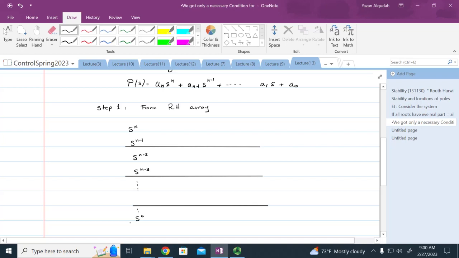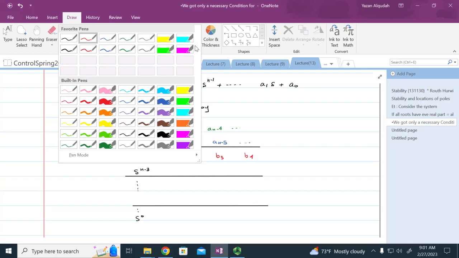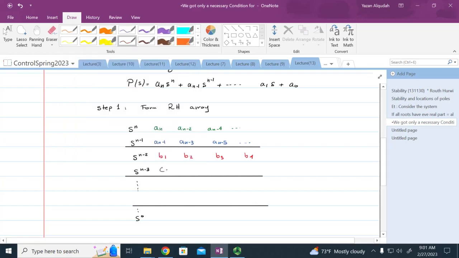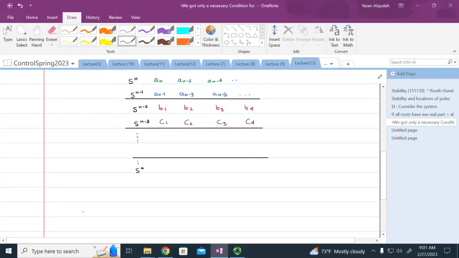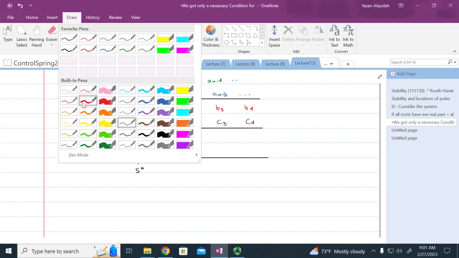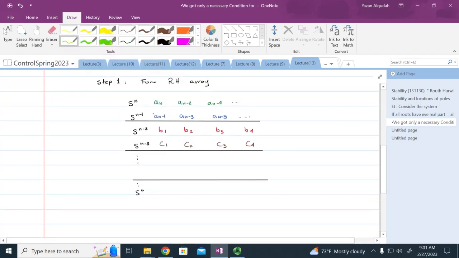So then we're going to put the coefficients a_n, a_{n-2}, a_{n-4}, etc. And then we're going to put a_{n-1}, a_{n-3}, a_{n-5}, etc. And then we're going to calculate B1, B2, B3, B4, and then we're going to calculate C1, C2, C3, C4. And the way we're going to calculate these.